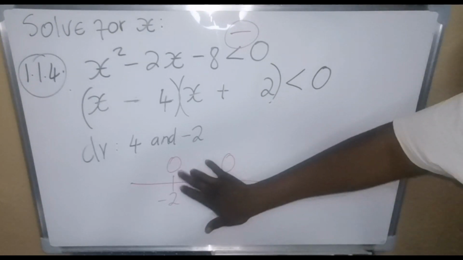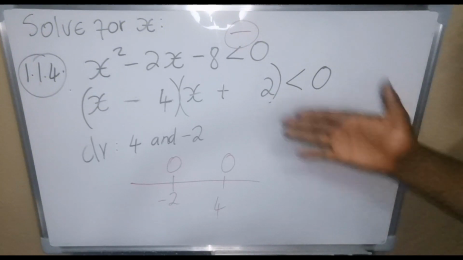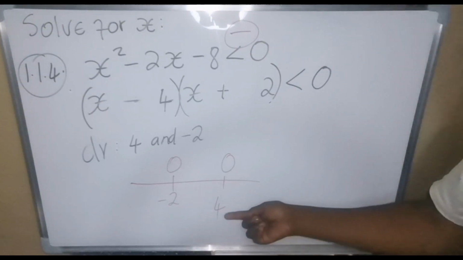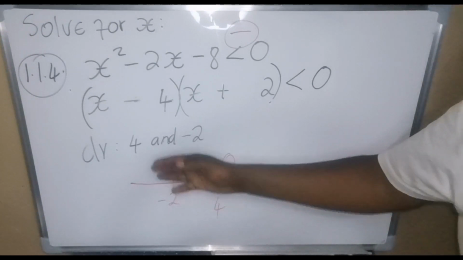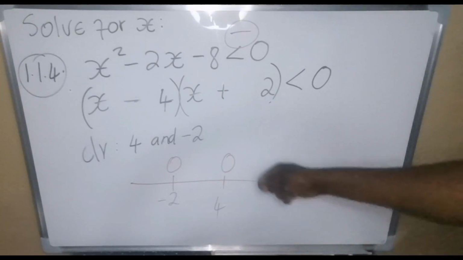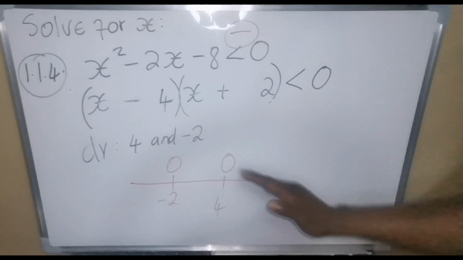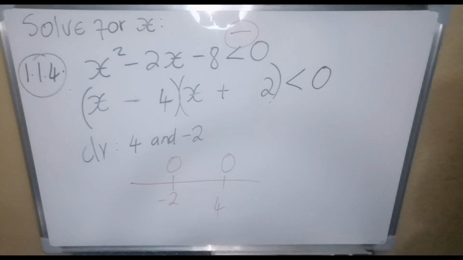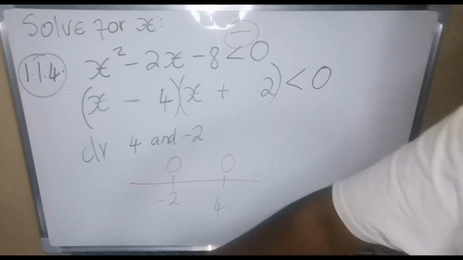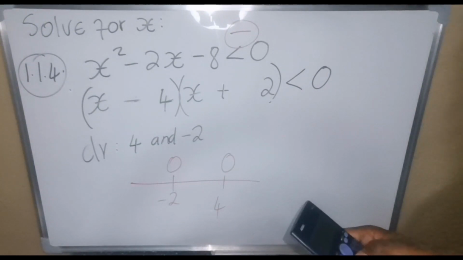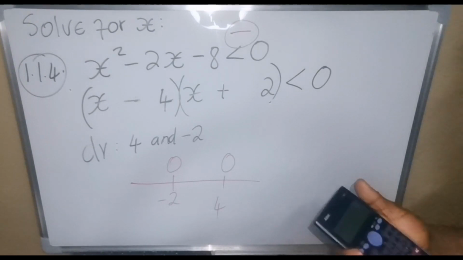Now guys, very important, I'm going to substitute values that are between negative 2 and 4, values that are smaller than negative 2, and values that are bigger than 4. Now let us start with values that are bigger than 4. I'll go 5, 6, 7, 8, 9, whatever. Let's start with 5. Where I see x, I put in 5. 5 squared minus 2 times 5 minus 8. The answer there is positive 7.